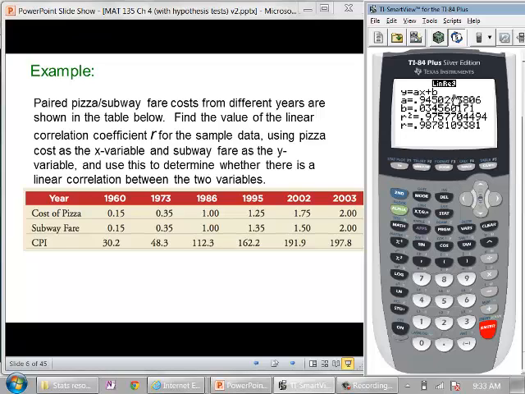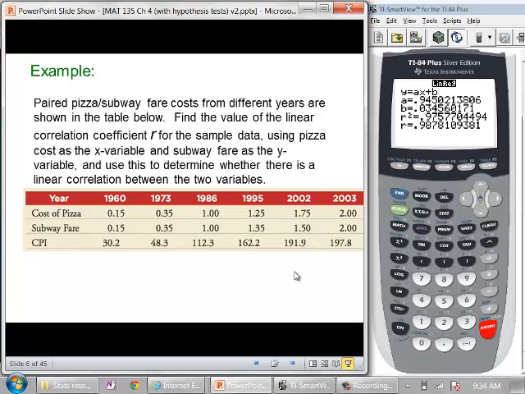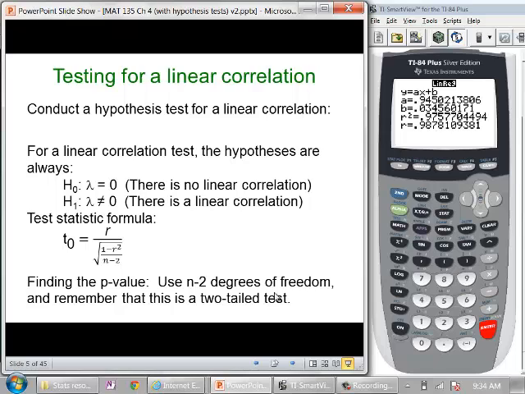Okay, so here's what it should come up with, and if you turned on the diagnostics, it will give you R squared and R down here. So right now what we're interested in is the R, so that's 0.988. Okay, so now if we're going to do a hypothesis test, we need to go back to this test statistic over here.